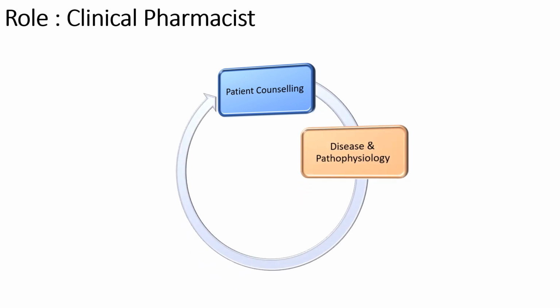Then, diseases and pathophysiology. Yes, clinical pharmacists must know about the different diseases and their pathophysiology, the clinical condition of the patient. According to that, they can be involved in the discussion of the patient's therapy and which drug is suitable for that particular patient. They can give a proper suggestion to the medical team.